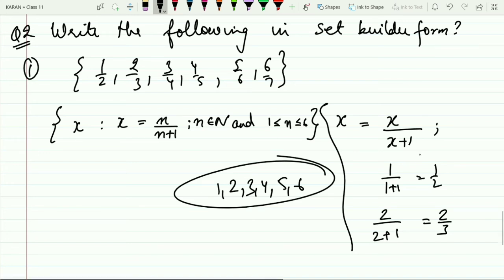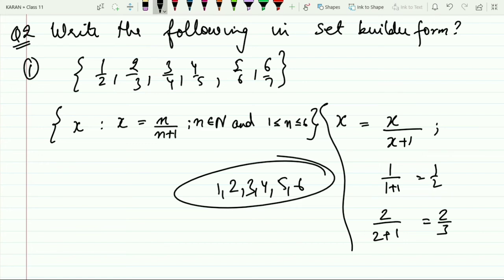Fine. So all these things are very important. So n must be natural, because if somebody writes here that n is coming from reals, between 1 and 2 there are infinitely many reals. Fine. So you have to mention each and every term very clearly here, right? So x is nothing but n upon n plus 1, where n is coming from naturals, and there is a restriction on n also. Why? Because we have only these 6 elements, so n must come from 1 to 6. So I hope this example is clear.